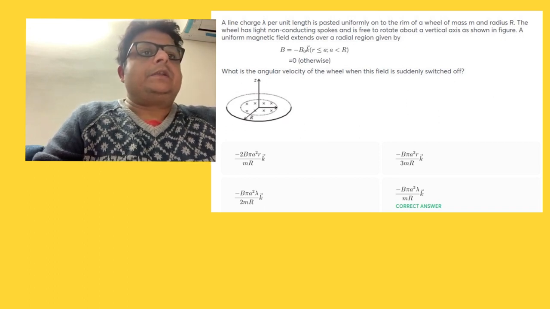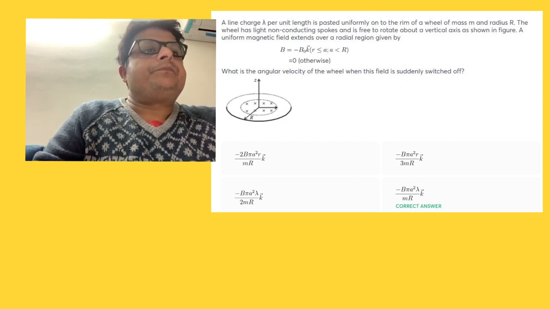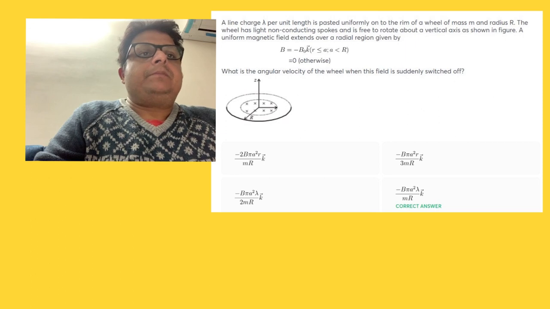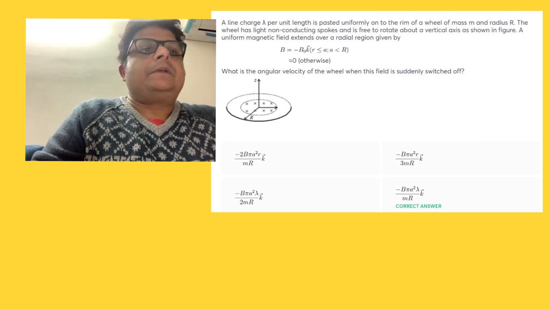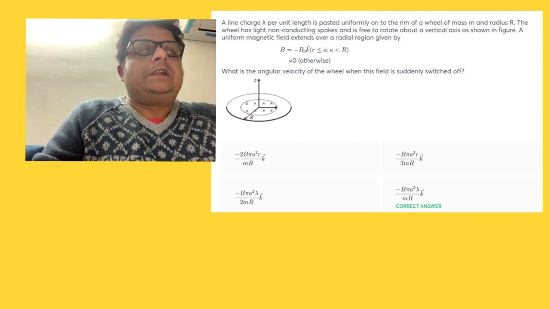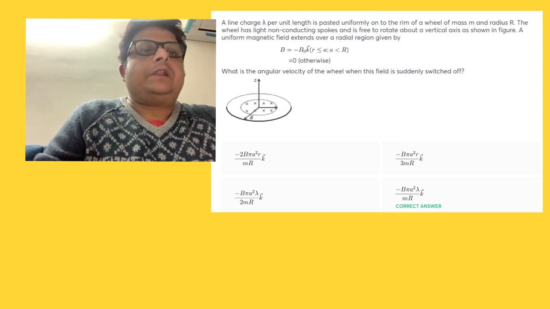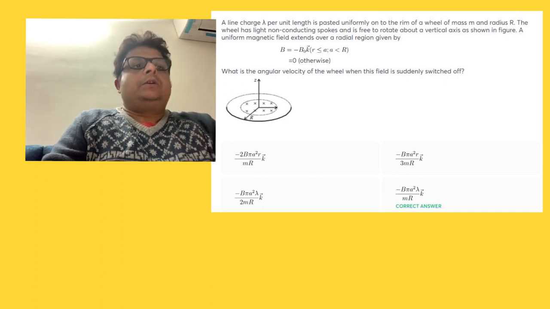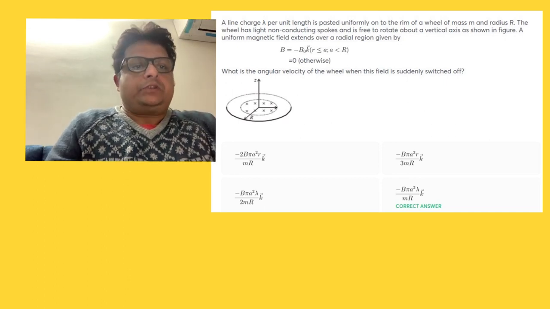Uniform magnetic field extends over a radial region given by B is minus B naught k cap. In a certain cylindrical region, there is a magnetic field, else it is zero everywhere else apart from that region. So what is the angular velocity of the ring when this field is suddenly switched off?